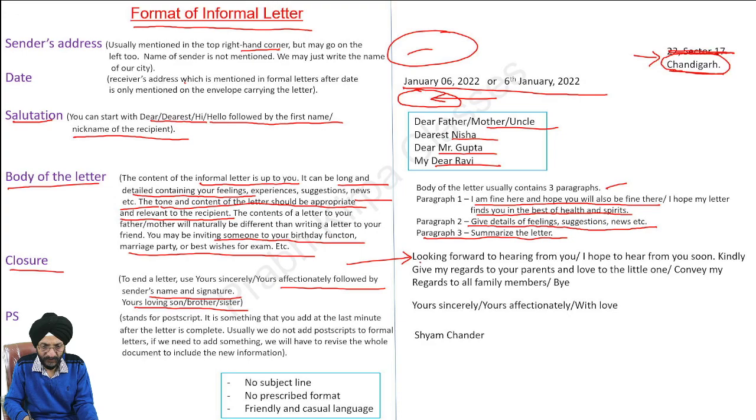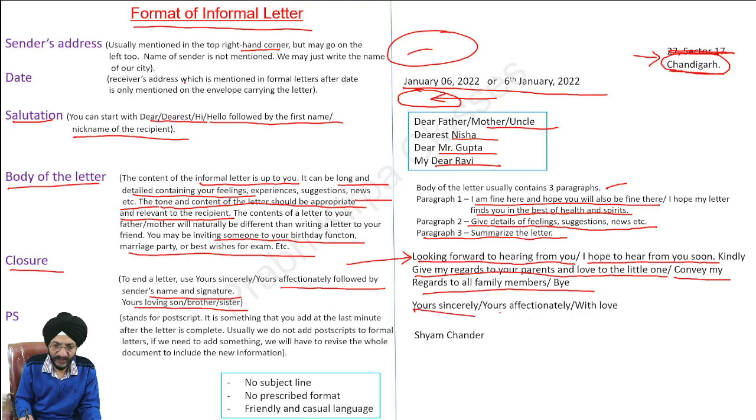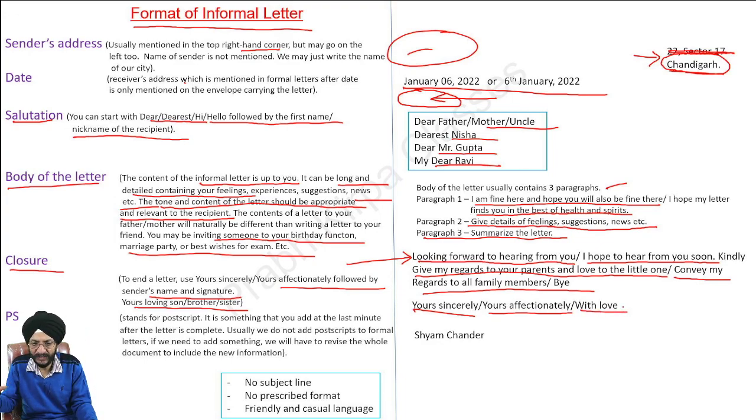You may write while closing, looking forward to hearing from you, or you may write, I hope to hear from you soon. Kindly give my regards to your parents and love to the little one, or convey my regards to all family members, or you may simply write bye. And after that, you may write yours sincerely, yours affectionately, or with love, as you deem fit, as per the demand of the situation to whom you are writing. Then, at the last of the letter, you have to write your name and signature.